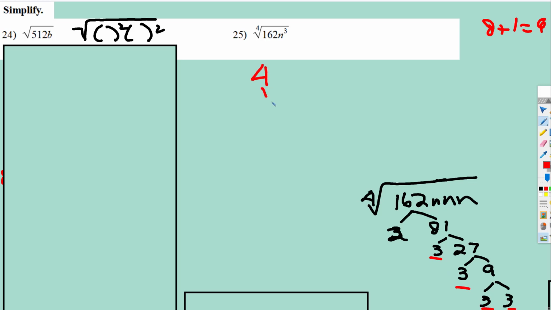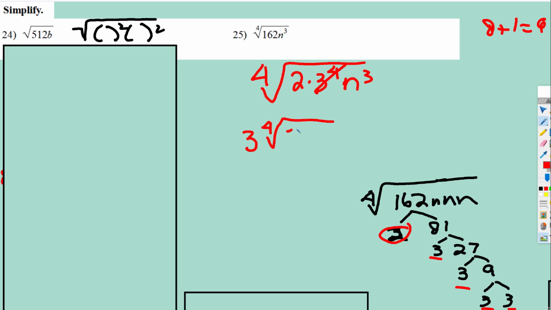So you're going to do the fourth root of 2 times 3 to the fourth power times n cubed. Well, 3 to the fourth power and the fourth root cancel out, and the 3 comes out. And now you have 3 times the fourth root of 2n cubed. And all it's asking you to do is simplify. That's the most simplified version.